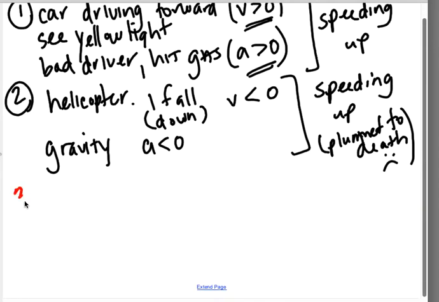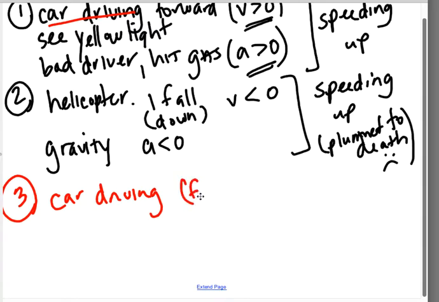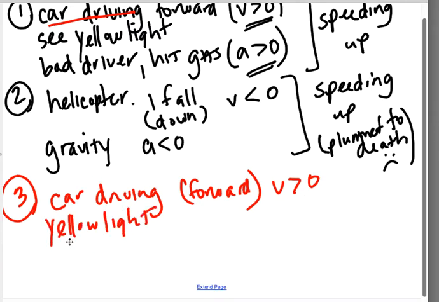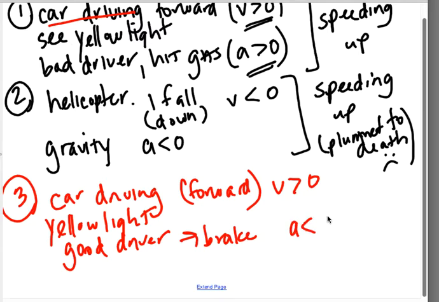So case 3, okay, same situation. I'm driving in my car, driving forward. Same thing. So my velocity is positive. But now I see a yellow, and I'm a good driver, right? I'm cautious. I care about other humans. So I hit the brake. Well, if I hit the brake, that means that my acceleration is less than 0. Notice that velocity is positive, acceleration is less than 0. I am absolutely slowing down.